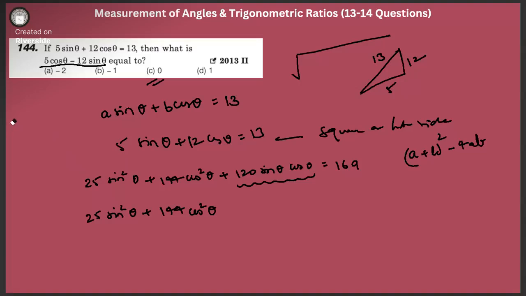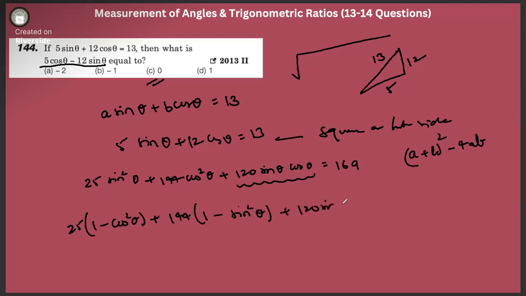So yeah. In order to reach there, the sin square can be changed to 1 minus cos square, and cos square can be changed by 1 minus sin square. So you are telling to swap this: 1 minus cos square theta plus 144, 1 minus sin square theta. Am I right? Yeah, yeah, sir. Cos theta is equal to 169.